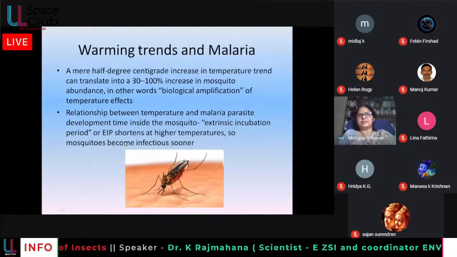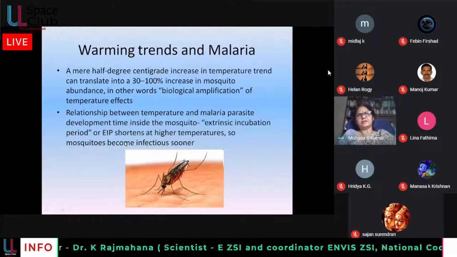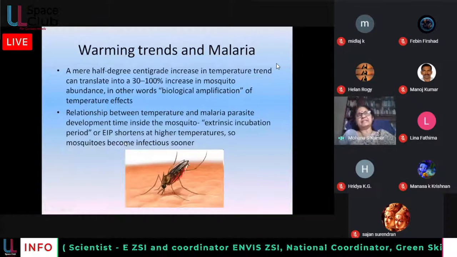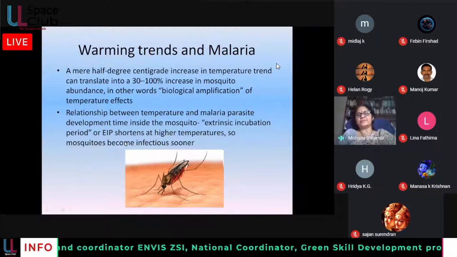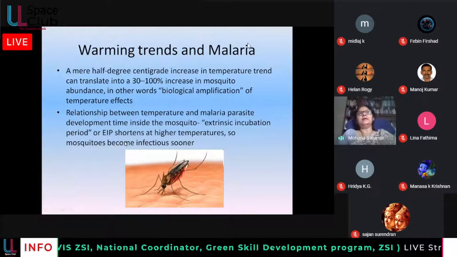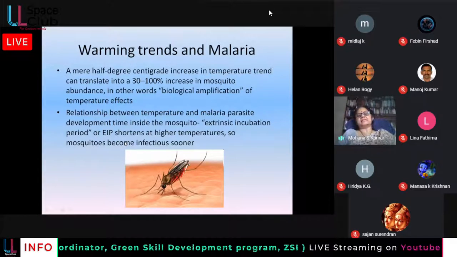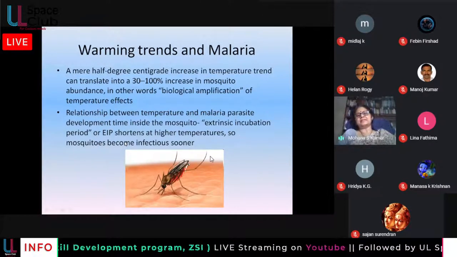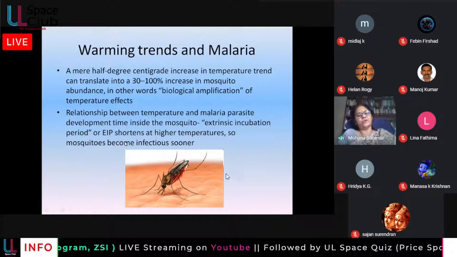Malaria, one of the important diseases which is on the rise due to climate change. Global warming increases the incidence of malaria. How?